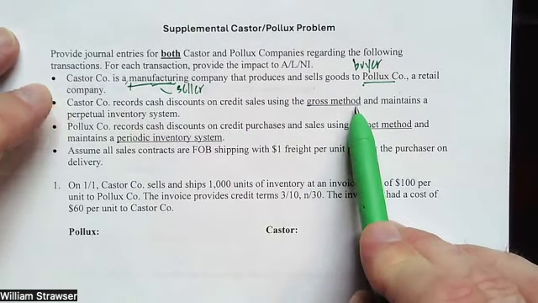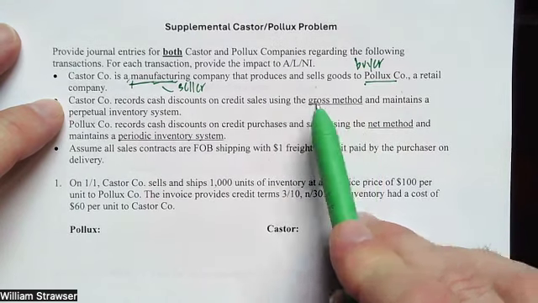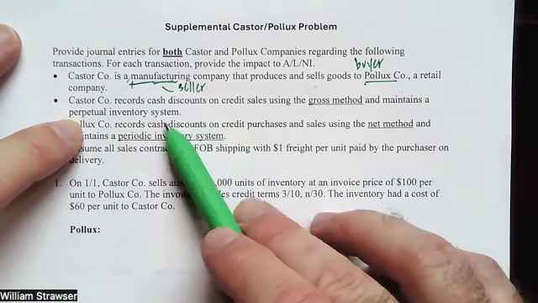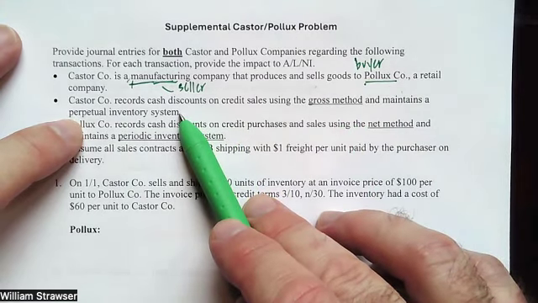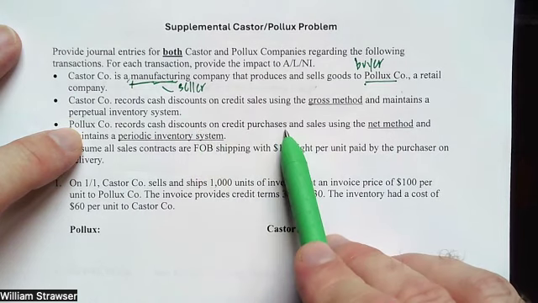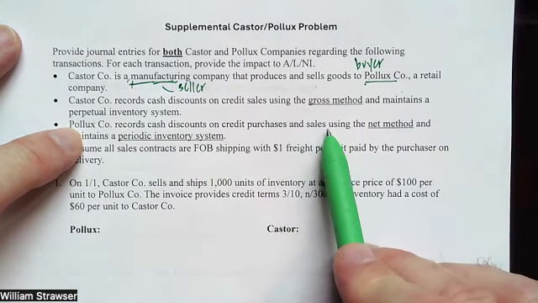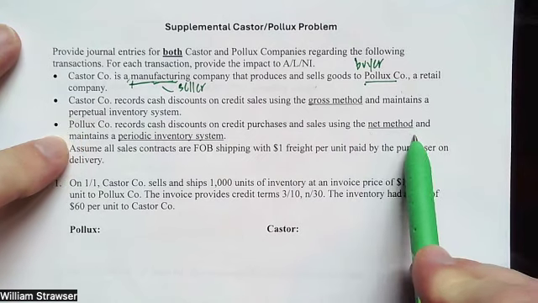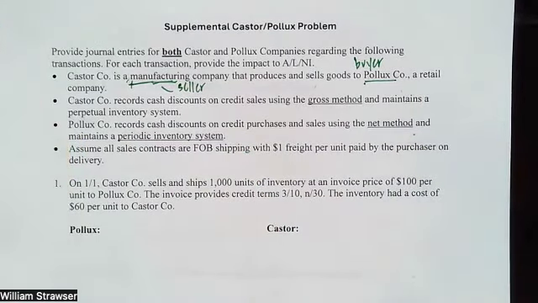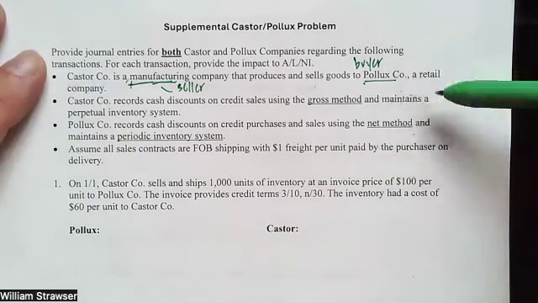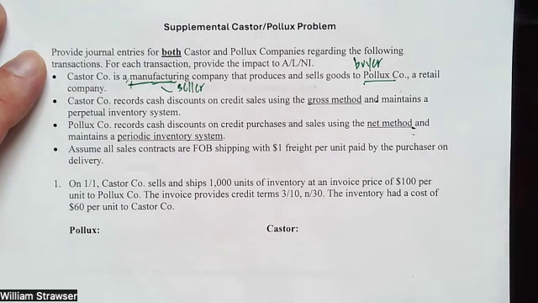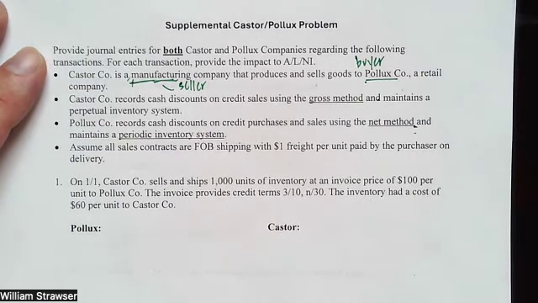Castor records cash discounts on credit sales using the gross method. So this is what we talked about in chapter 7. We're selling credit sales, gross method. They maintain a perpetual inventory system. Pollux records cash discounts on credit purchases using the net method and maintains a periodic inventory system. Right. So now we have these differences starting to surface. They're selling under the gross method, they're purchasing inventory under the net method.